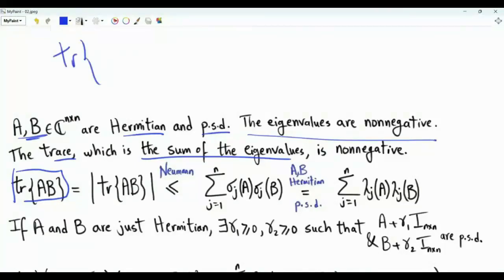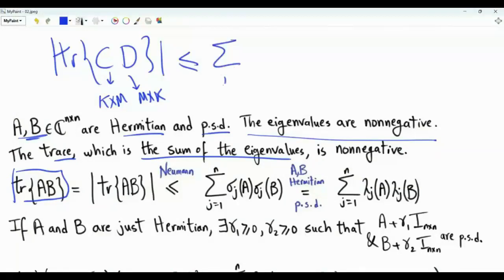So generally we have trace, and let's say that we have two matrices, C and D. They do not need to be square matrices. Their product must be square. So suppose that this is K by M, and this one should be M by K. The trace of CD, if we take the magnitude, by the Neumann trace inequality is upper bounded by a sum that involves the singular values of those guys, sigma J of C, sigma J of D. And we use the same ordering.